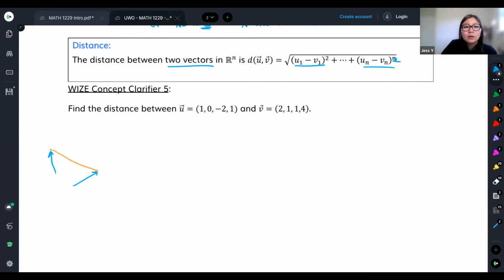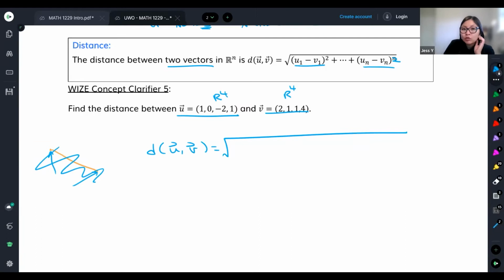Okay, so let's take a look at this example here. U is in R4, V is in R4. We can only find distance between the 2 if they're both in the same space like this. Then to find the distance between U and V, that's going to be the square root of each of the components. We subtract them and then we square. So I'm going to do 1 minus 2 squared plus the next number, 0 minus 1 squared plus the next numbers, negative 2 minus 1 squared plus the next number, 1 minus 4 squared.